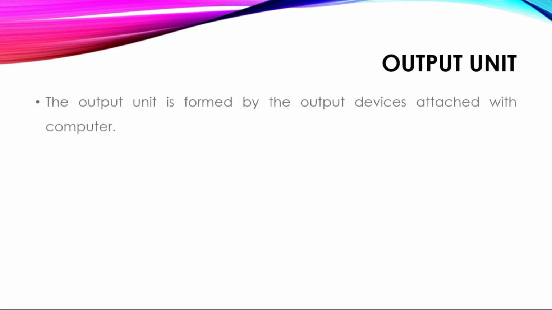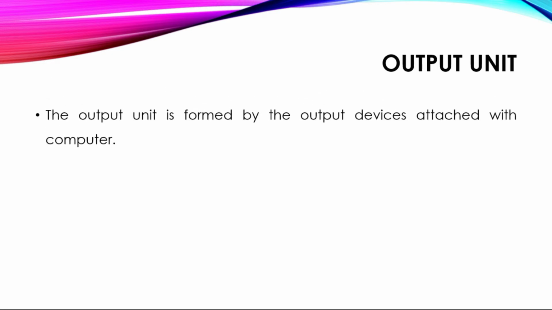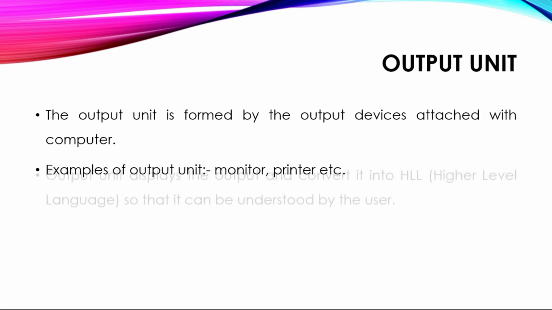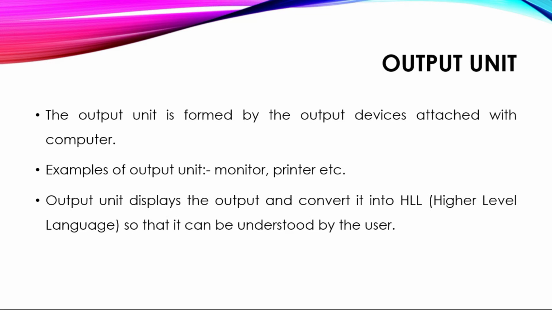Now next is your output unit. The output unit is formed by the output devices attached to the computer, for example, monitor, printer, etc. The output unit displays the output and converts it into higher level language, that is HLL, so that it can be understood by the user.